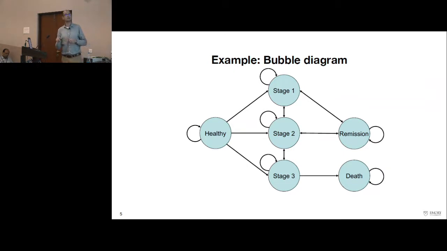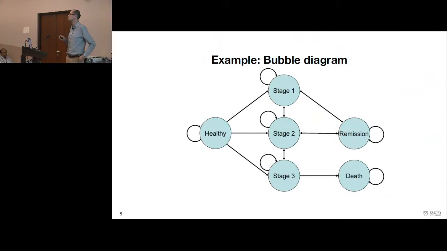So at the beginning, people are healthy, and they can stay healthy until they get the disease. But once they get either stage 1, stage 2, or stage 3, they can never go back to healthy. And once they get stage 1, they stay there, or they can progress to stage 2, or they can go to remission. And stay in remission, and then maybe go back to stage 1 or stage 2.